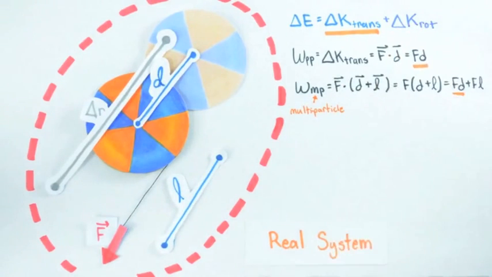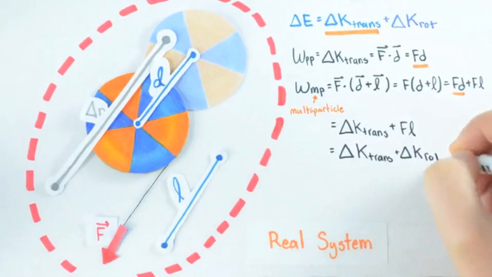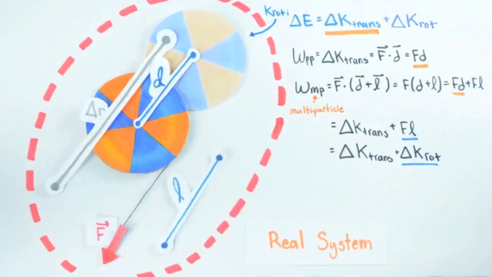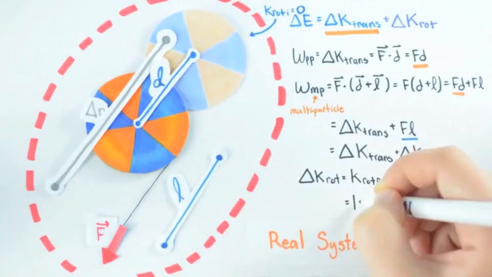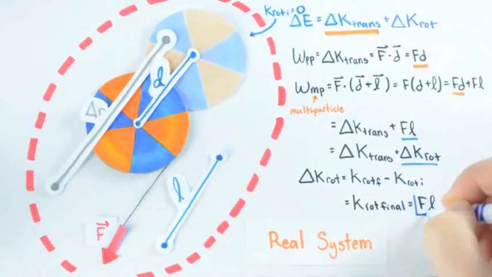Substituting this in and solving for the change in rotational kinetic energy, we find that this is equal to the magnitude of F times the length of the unwound string L. Since K rotation initial is 0, the disk was at rest, then this is also equal to the final rotational kinetic energy, which is what we were trying to find.